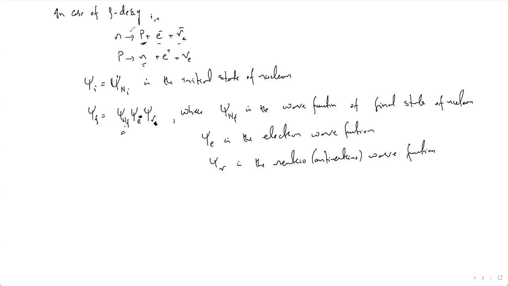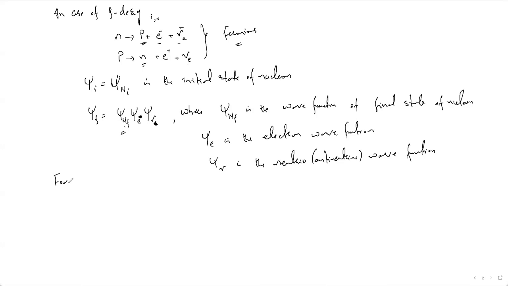Now, all these particles involved in the beta decay are fermions. And you know what fermions are? Fermions are spin-half particles. Neutron, proton, electron, antineutrino all have spin half. This is a class of particles. So each of them must be represented by a four component wave function. So we will represent each particle here with a four component wave function, and we call them bispinors.